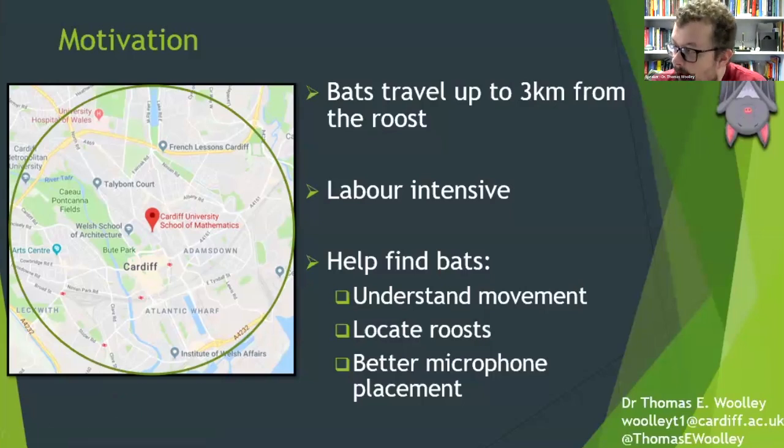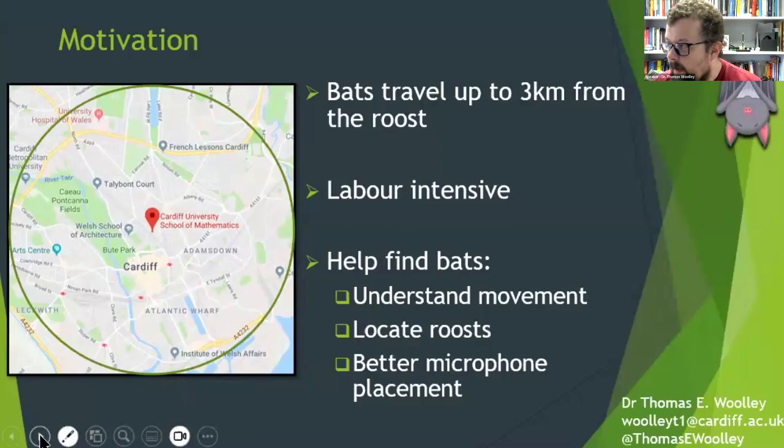For example, this is a map of the local Cardiff area. I work here at the Cardiff University School of Maths. I live pretty much on the outer edge of this ring, which is 3 kilometres away. So if I see a bat in my garden, I don't know if that bat is one of my colleagues in the School of Maths, or it could be learning French just to the north there. They fly a long way, and they're very hard to find. So what can we do as mathematicians?